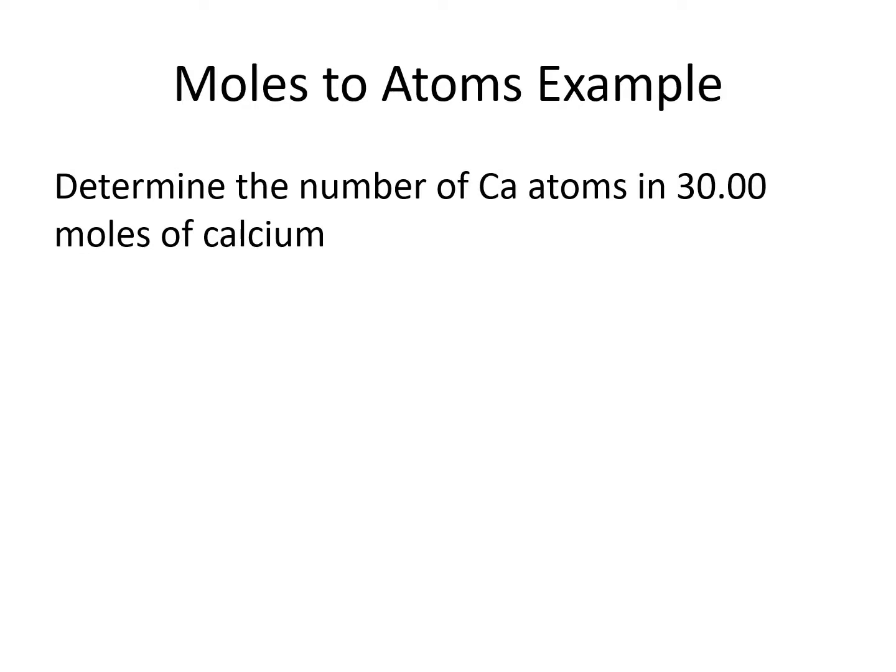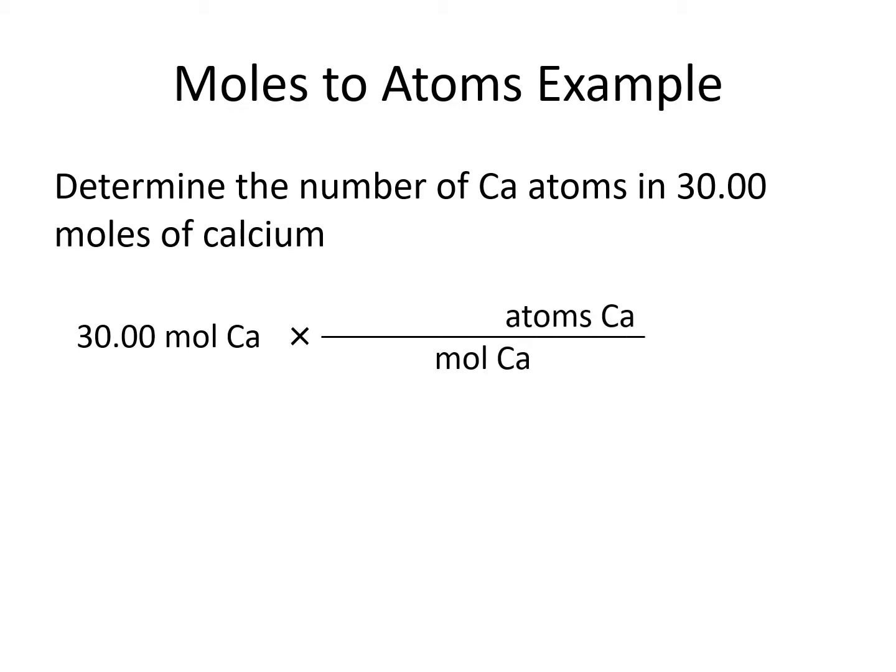Let's look at an example problem of using Avogadro's number as a conversion factor. We want to find how many calcium atoms are in 30.00 moles of calcium. We would start with the known quantity, 30.00 moles of calcium. Then we would choose a conversion factor with moles of calcium on the bottom to cancel out with the moles of calcium we started with, and atoms of calcium on the top, since we are trying to get atoms of calcium as our final units.